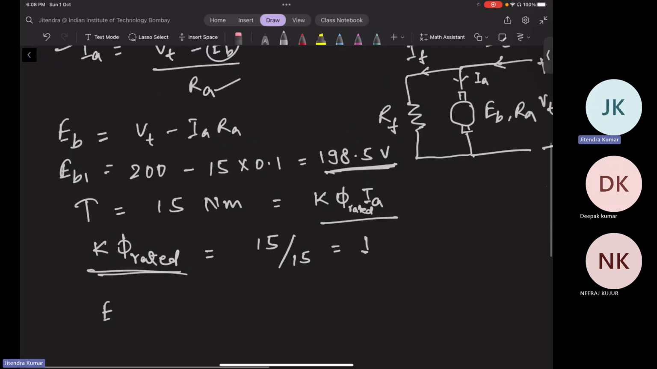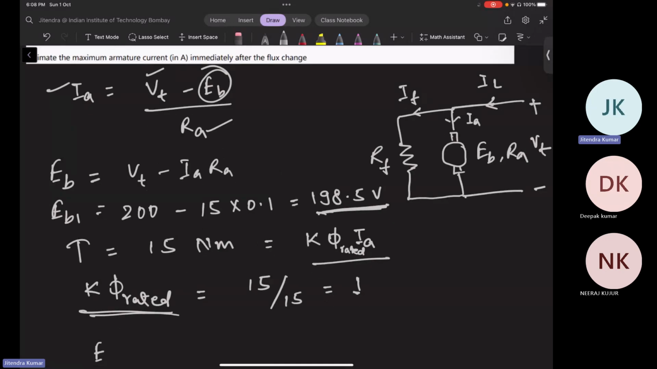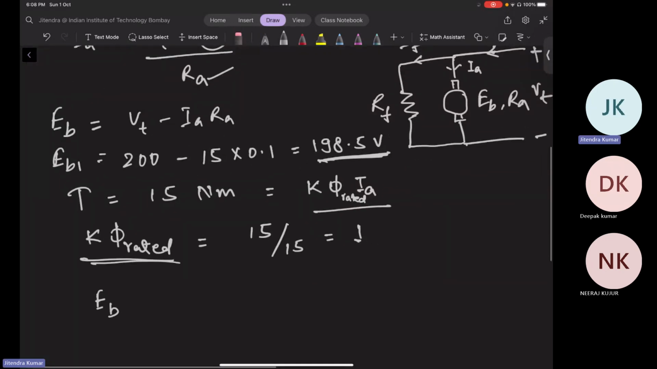Let me find out through the equation how much that current will be. To find out the current, we need the back EMF value at that instant of time. So let us compute Eb2. It will be how much? Eb1 into the flux ratio. Is it fine? Any doubt till this point? You can ask anytime. You can stop me in between as well. So I'm hoping it's fine till now.